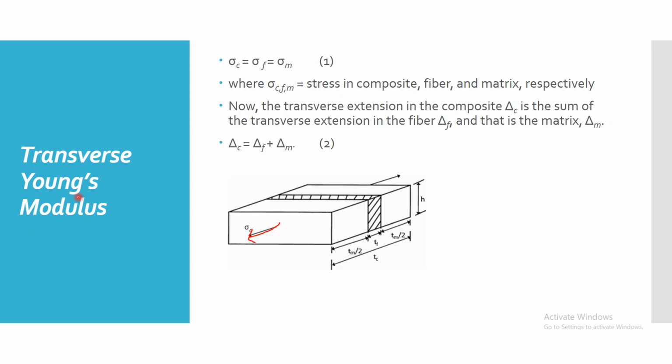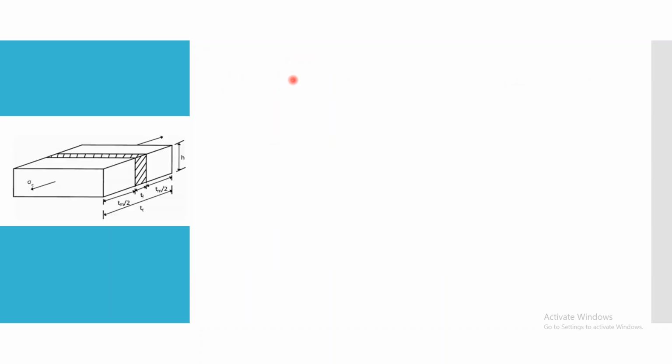So two relations I got: the stresses developed are equal, and the deflection is the summation of these. Since I want the transverse Young's modulus, next I can use the definition of normal strain to represent the deflections. From the normal strain formula, strain is the change in length divided by the original length. So delta C is equal to the original length, that is the thickness of the composite, multiplied by the strain of the composite, epsilon C.